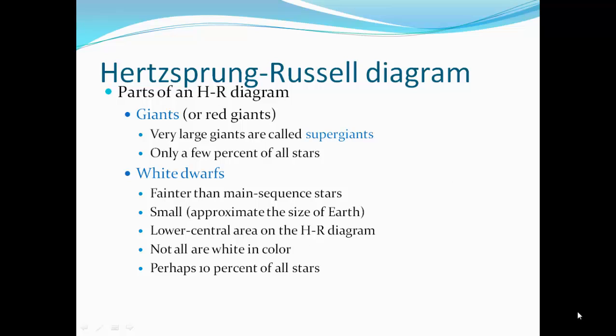White dwarfs are fainter than main sequence stars and small, approximately the size of the Earth. They have a low central area in the HR diagram. Not all are white in color. Perhaps 10% of all stars are white dwarfs.